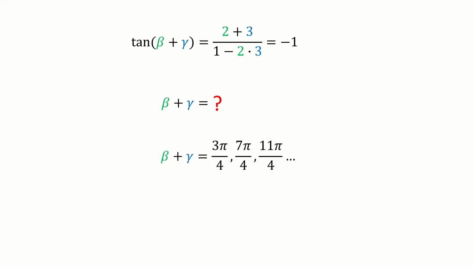And we know from trigonometry, the sum of beta and gamma can be 3 pi over 4, 7 pi over 4, 11 pi over 4, etc. And also it can take negative values. But here, because beta and gamma are angles of triangles, they cannot take any negative values. So the next problem is to determine which value is the correct one for our case.